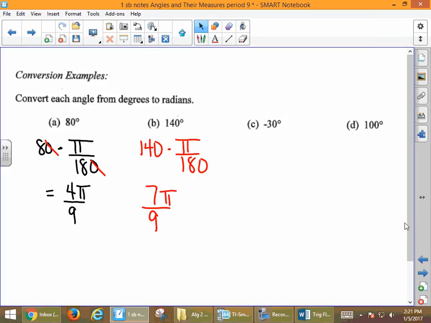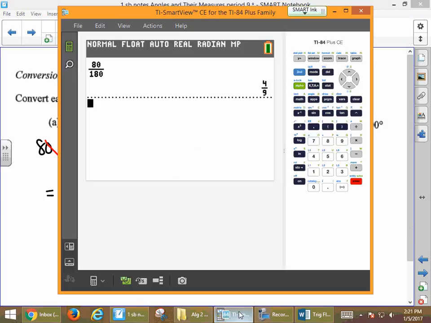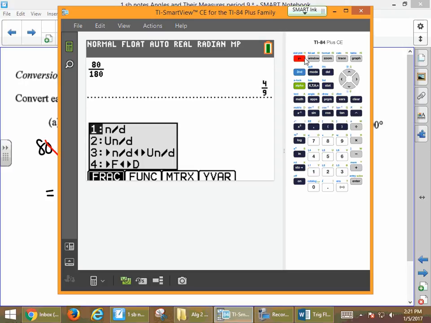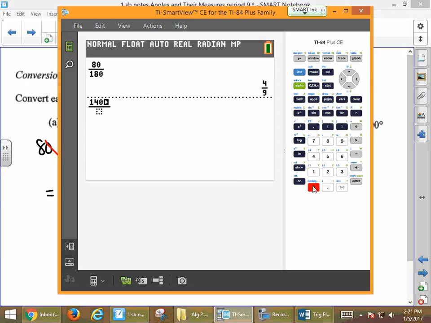Otherwise, you're going to type in 140 divided by 180. 7 ninths.